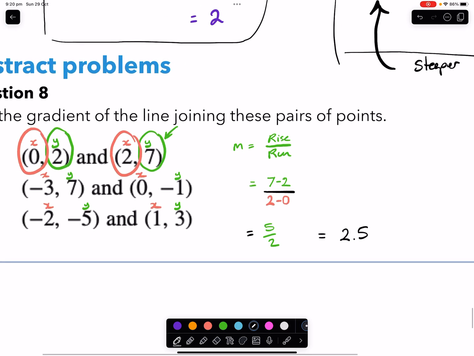Which one should I leave my answer in? Well, the question didn't really ask me to present as a fraction or as a decimal number. I think both are fine here.